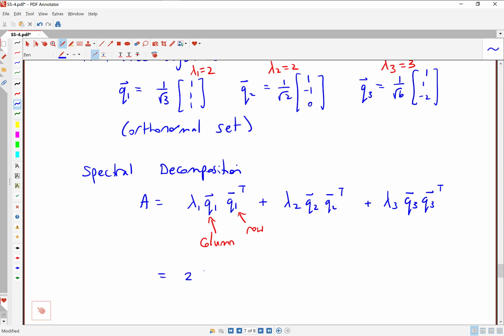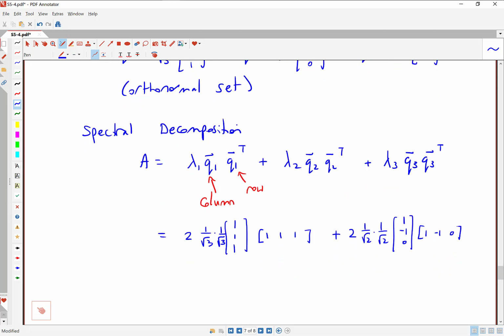So we're going to take our first eigenvalue times our first eigenvector. So it's going to be 1 over root 3 times 1, 1, 1. And then we're multiplying by the transpose of that. Okay, so there's going to be another factor of 1 over root 3, which I'm going to write in front. Put all your factors out in front. And then the transpose vector looks like 1, 1, 1. So we're going to do that for each of these terms. So we'll have 2 times a 1 over root 2 times another 1 over root 2. We'll have our vector and then the transpose of that. So 1, negative 1, 0, and then that transposed.